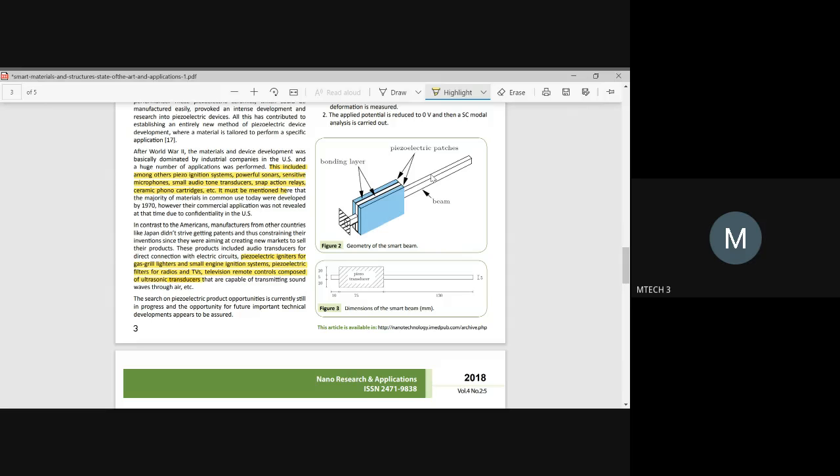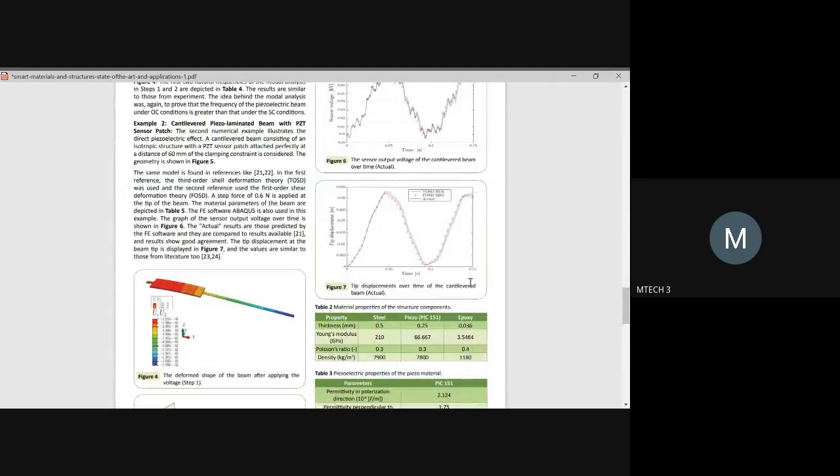the actual displacement you are getting. Both have to be near or almost similar. Then you can say that the theoretically calculated data is matching the experimental one. Here is the sensor output voltage of the cantilever beam over time. This was the actual thing. Red color is the actual. Now, below, the tip displacement.